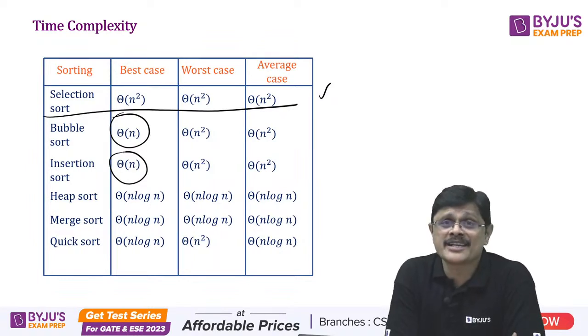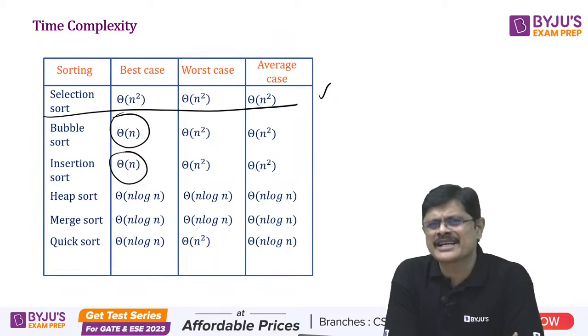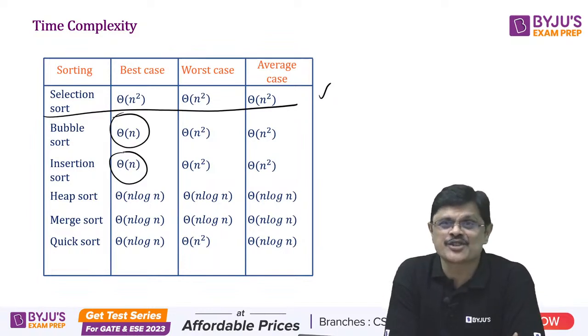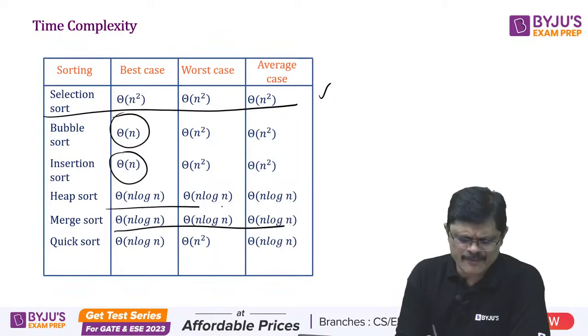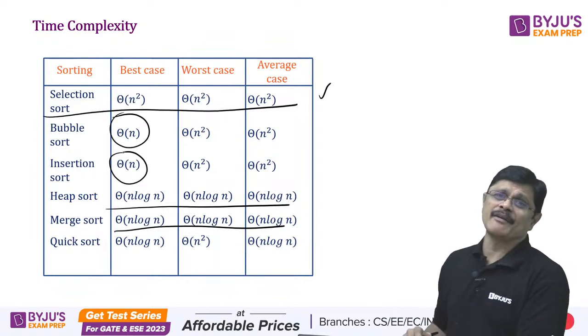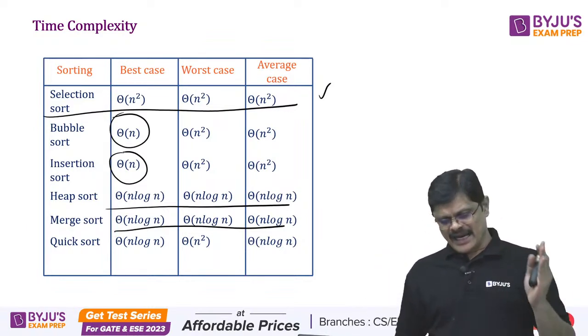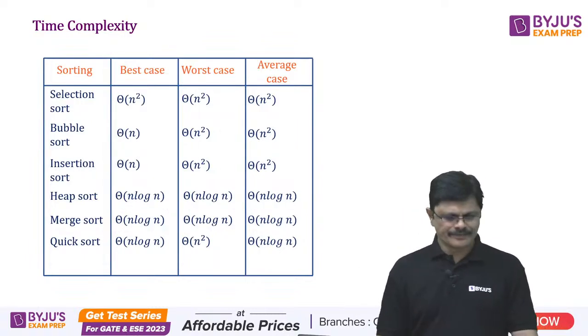So for sorted arrays, insertion sort works better, my dear friends. Theta n is the complexity, but worst case or average case complexity for insertion sort is theta n square, my dear friends. Merge sort is the same in all cases, even heap sort is the same in all cases. Whereas quick sort, we already saw theta n log n for best case and average case. Worst case it is theta n square, my dear friends.